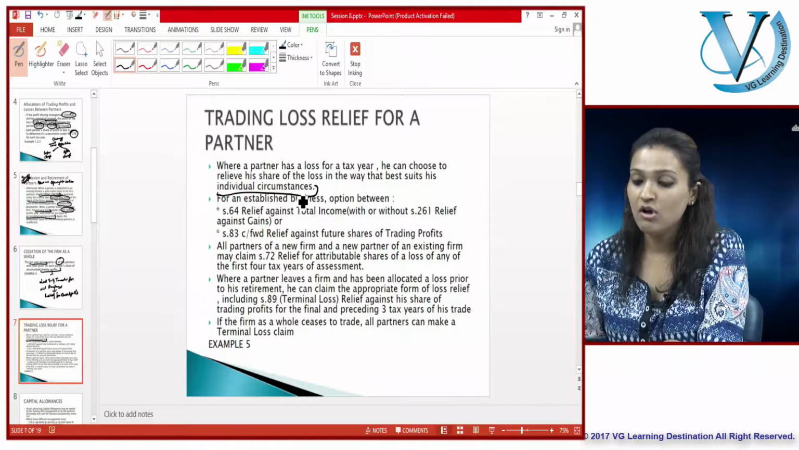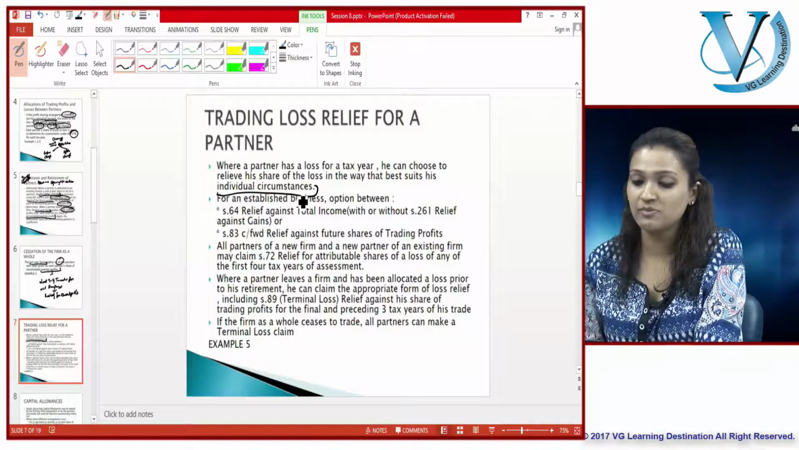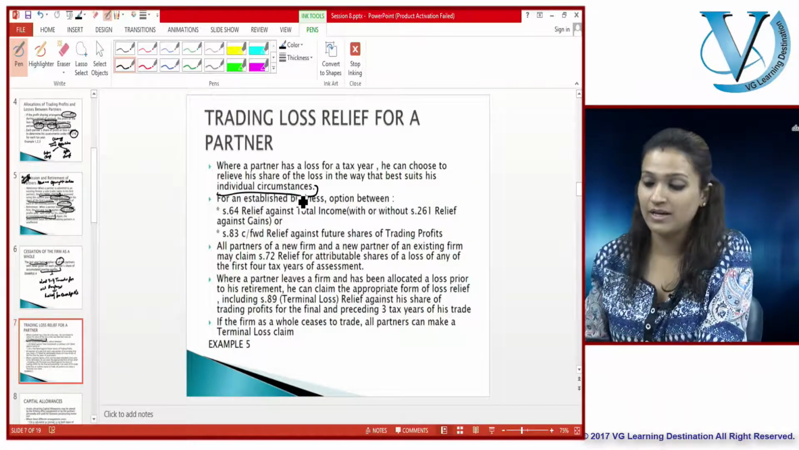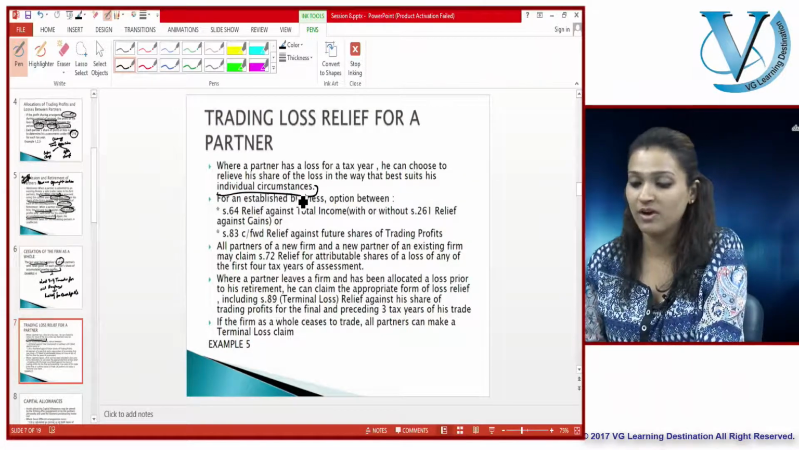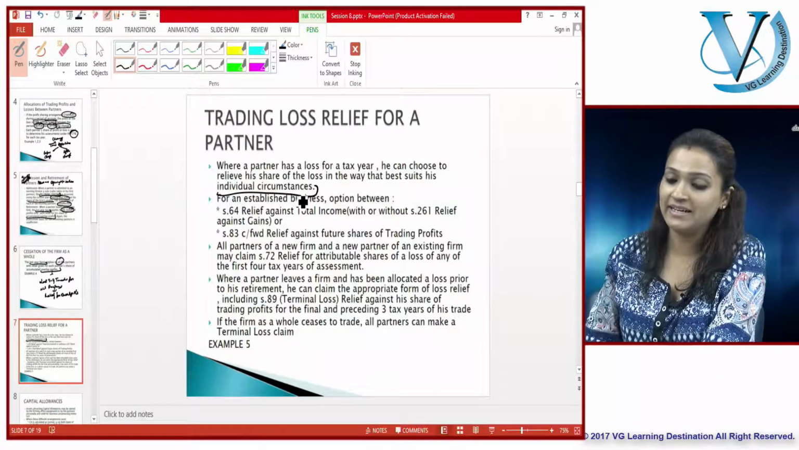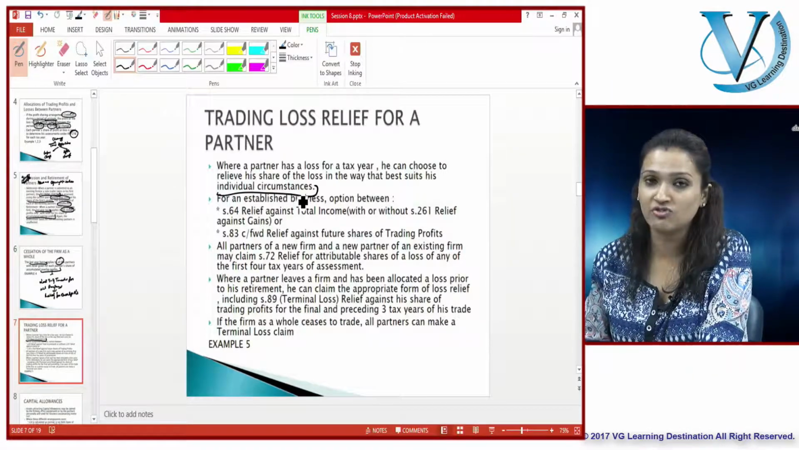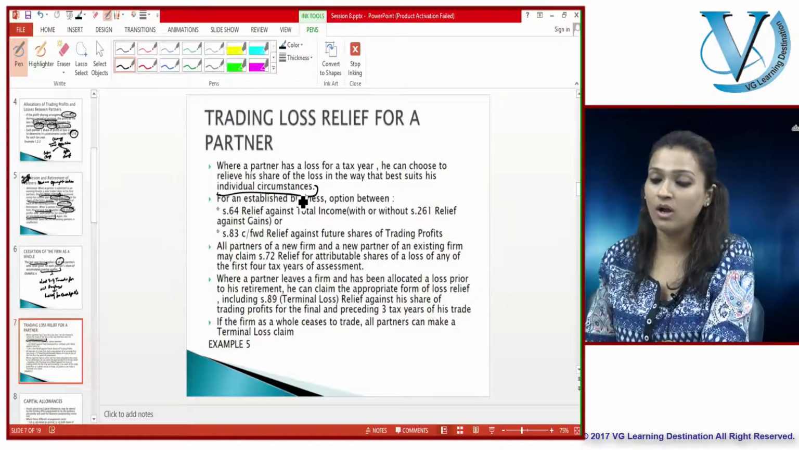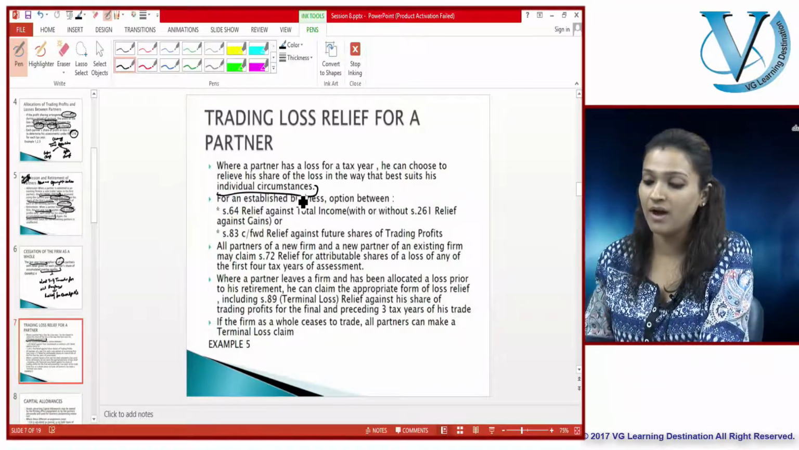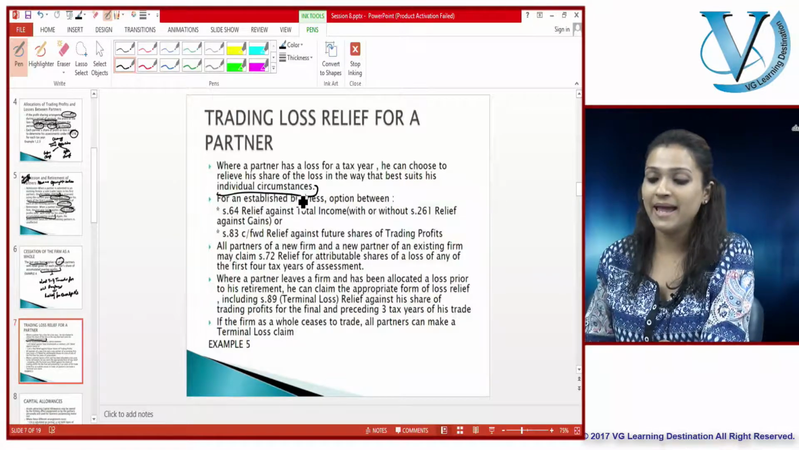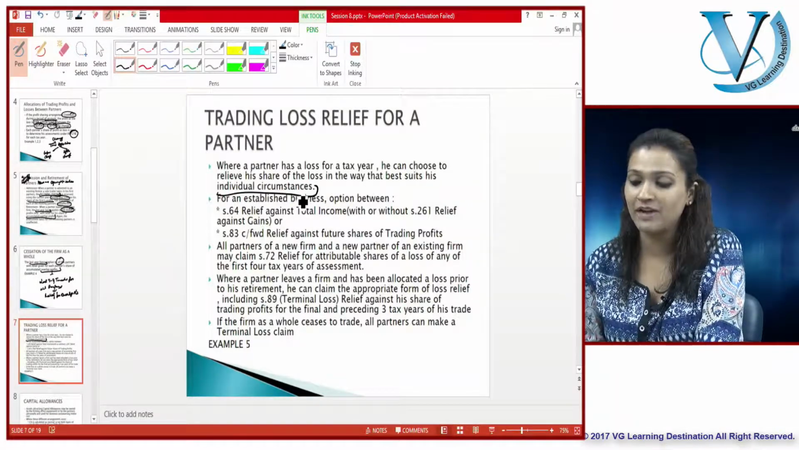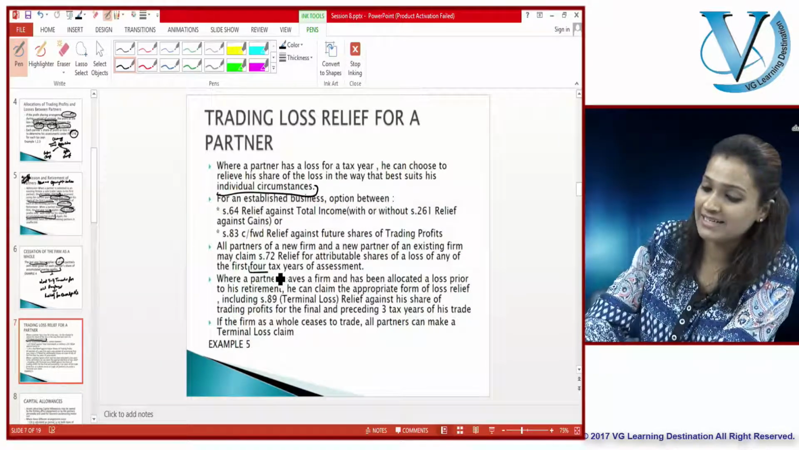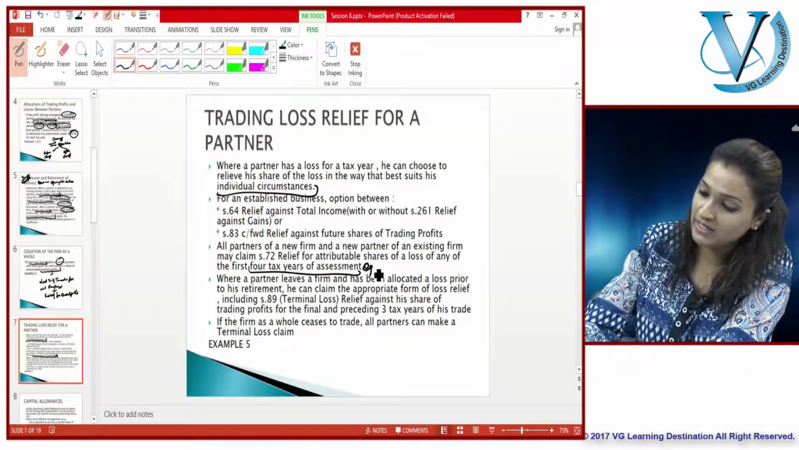Which of the particular set of relief would you like to avail when there is a trading loss relief for a partner? For an established business, option is between what? Option is between the section 64 relief against total income, or the section 83 carry forward relief against future trading shares of the trading profits. What happens when all partners of a new firm and a new partner of an existing firm may claim Section 72 relief for attributable shares of a loss of any of the first 4 tax years. So this is the opening year relief.